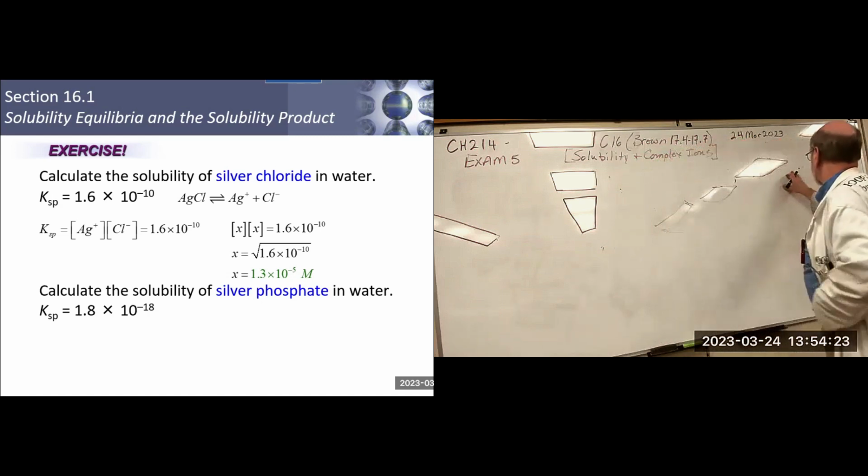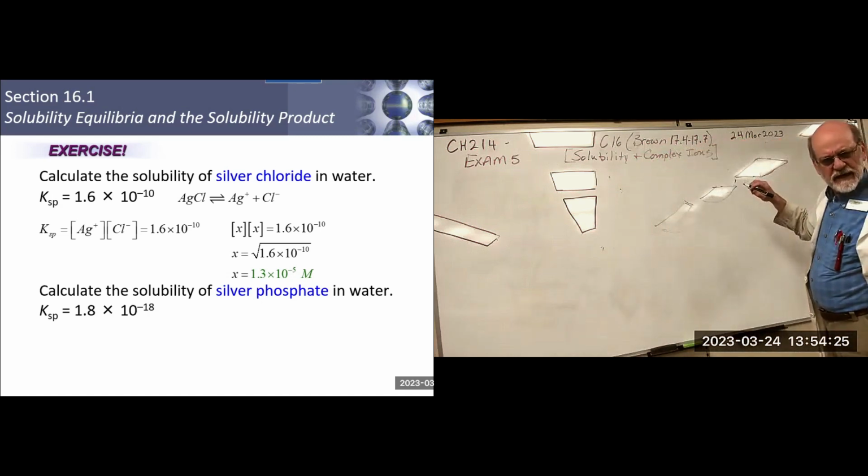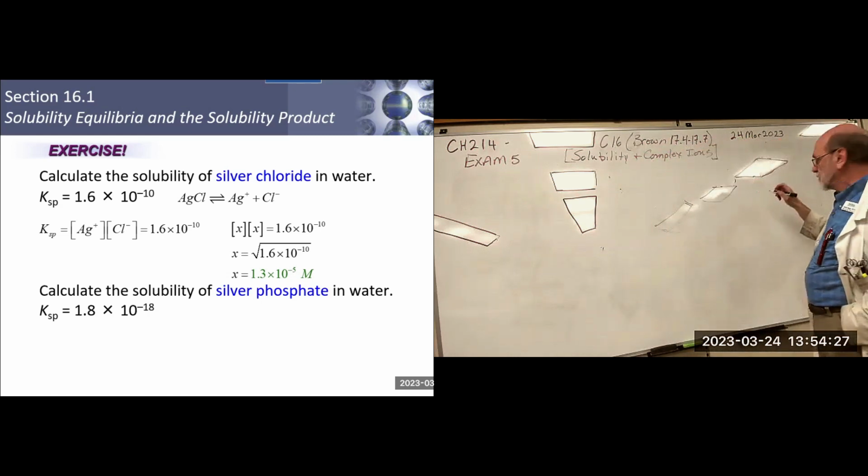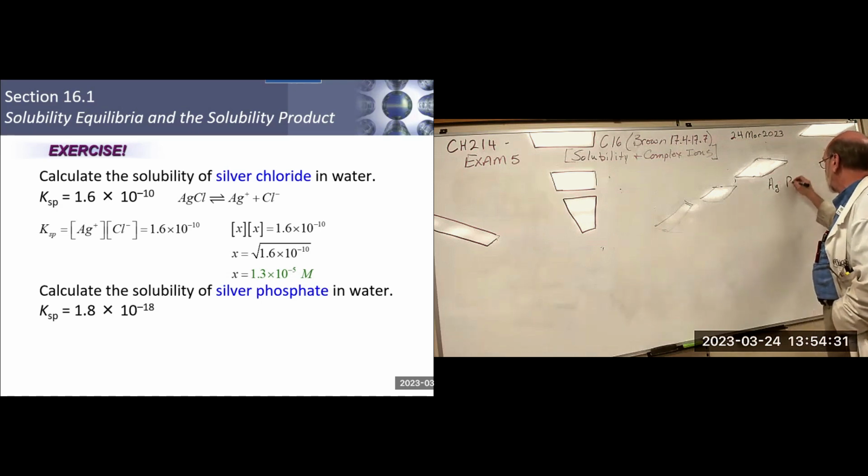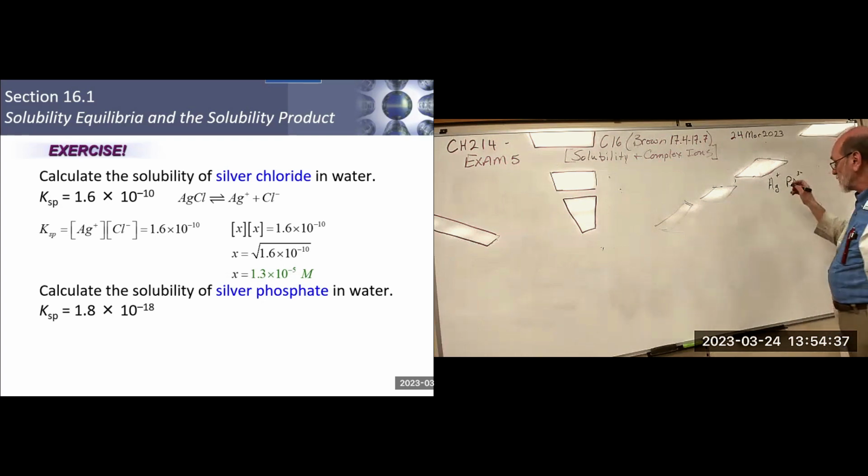So let's set it up over here. We've got silver phosphate. Silver and phosphate. Well, phosphate is a 3-, silver is a 1+, right? So we have to have a 3 here. And that's a solid. So that's going to break up into 3 silvers and 1 phosphate. Okay, and these are aqueous.